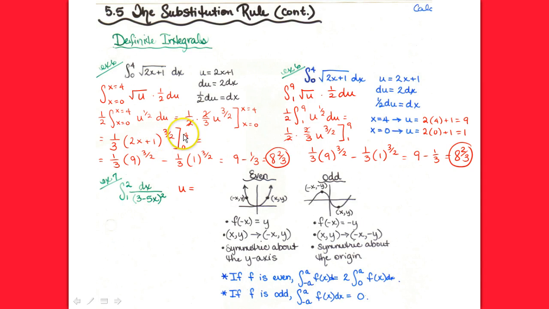Over here, because these were x values, I had to put the 2x plus 1 back in so that I could evaluate the x's. But over here, because I've changed my x's to u's, I don't have to go back to that more complicated equation any longer. I don't have to back substitute. I can keep working with my u's. Since u is equal to 9, I can go ahead and plug that in, and since u is equal to 1, I can go ahead and plug that in.